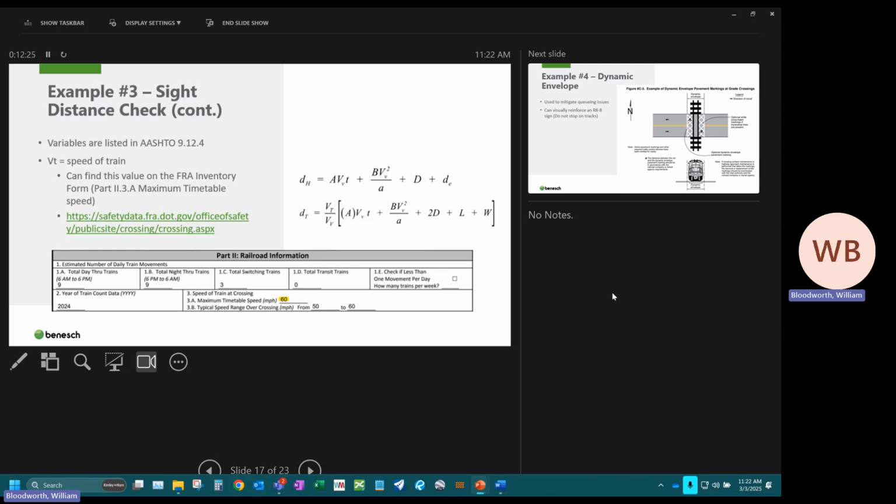The one that we see people getting tripped up on, or a reason they can't check site distance, is the train speed. To get the speed of any train at a crossing, you would go on the FRA inventory database, and I put the link here. Obviously you can't click it, so just Google FRA crossing inventory form, and you'll get there. You put in the crossing number and it pops out this inventory form. I've screenshotted it on the bottom. And in part 2.3.A, there will be a maximum timetable speed. So for this example, it's 60 miles an hour, and that would be the value you'd go back and put into your site distance formulas in order to calculate a site distance.